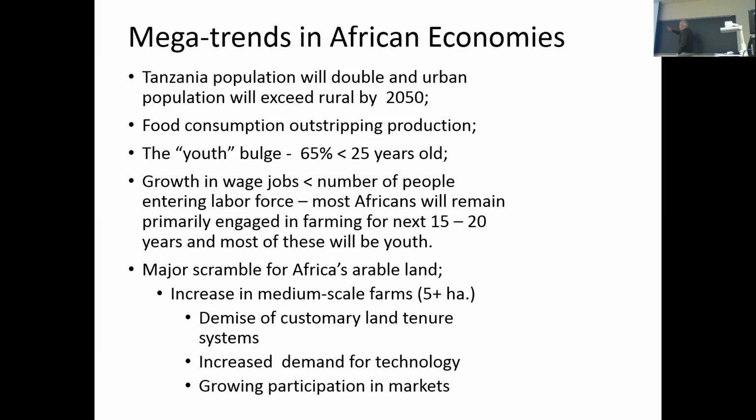But what I want to get to is this youth bulge, what they call, and again, this is a phenomenon throughout sub-Saharan Africa. 65% of that population right now is under the age of 25. So it's really interesting when the leadership over there starts talking about the colonial period, the youth kind of look at this and go, what's the colonial period, man? We're not worried about colonialism. We want to know what's going on.